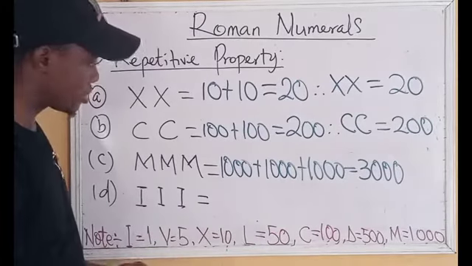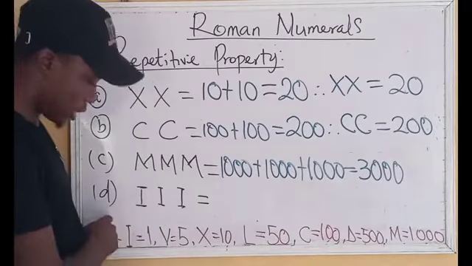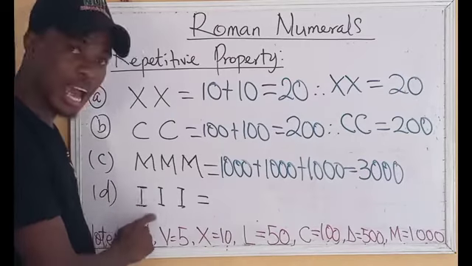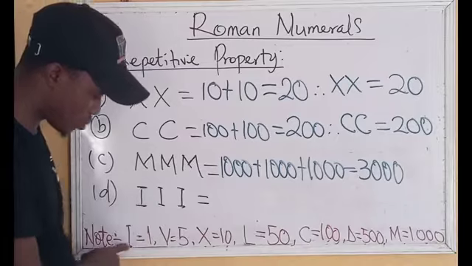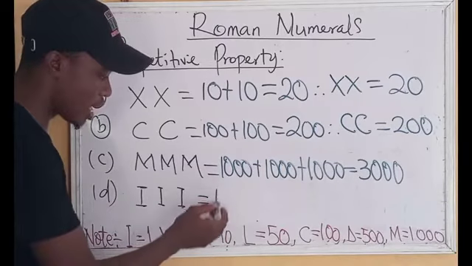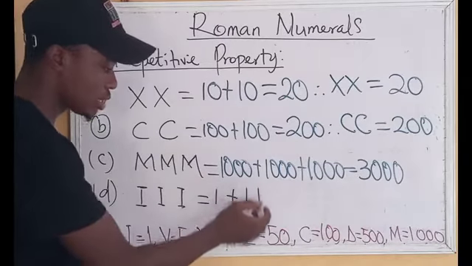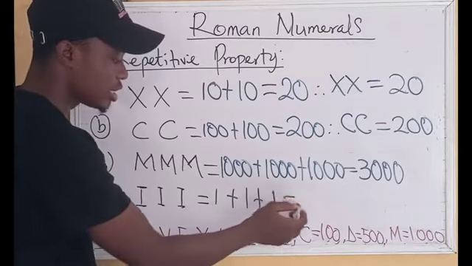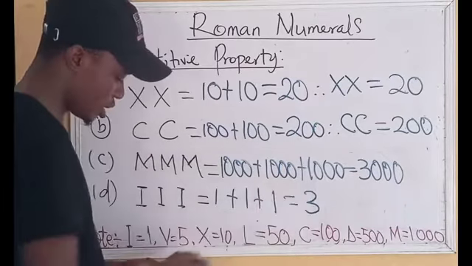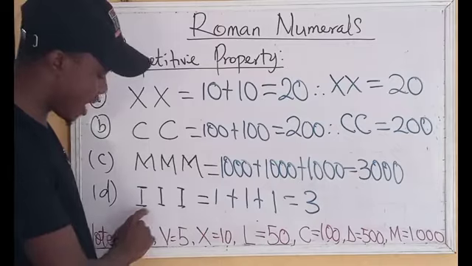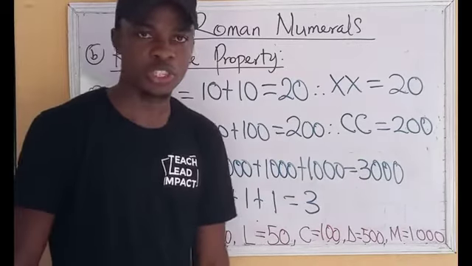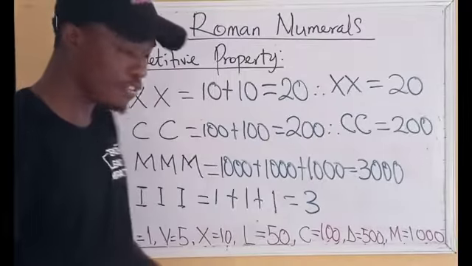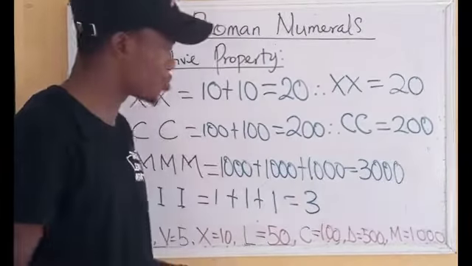Now to the last one, we have I, repeated 3 times. I means 1 here. You have 1 plus 1 plus 1, and this gives 3. Therefore III is going to give us 3. And that is all we have for ourselves today.